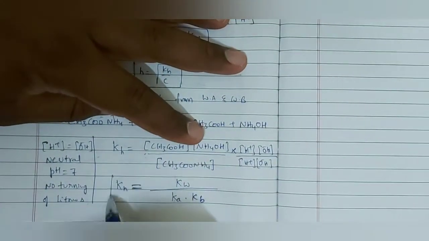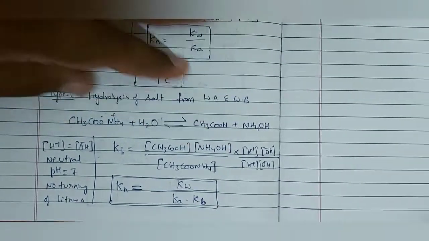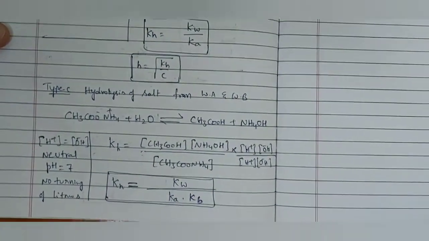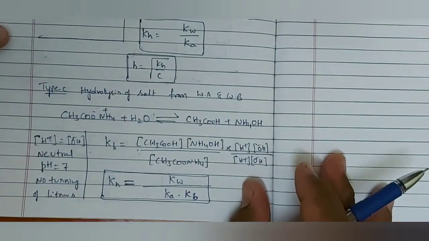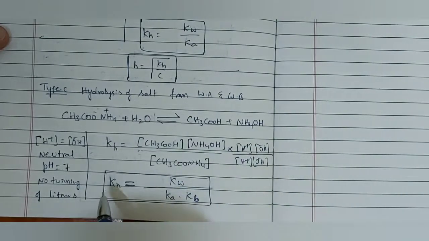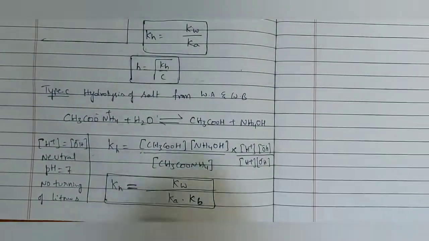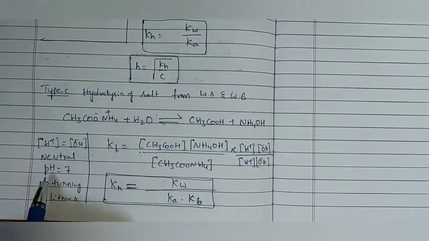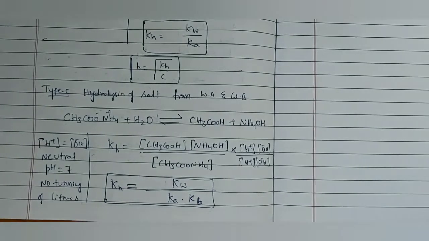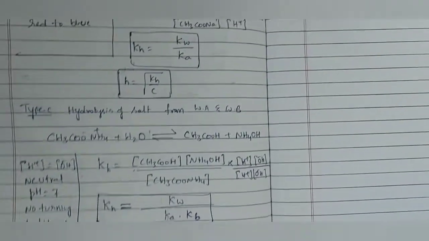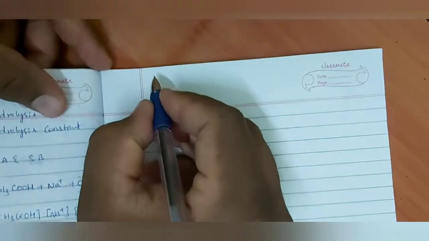This is a very important formula. This is a salt obtained from a weak acid and a weak base. For this, Kh is equal to Kw by Ka and Kb. The resulting solution is neutral. pH is equal to 7. No change in litmus. Okay? Next, final type D.